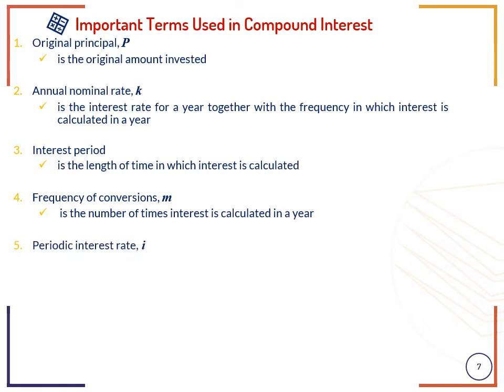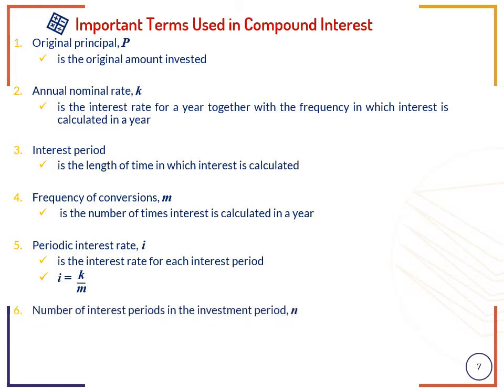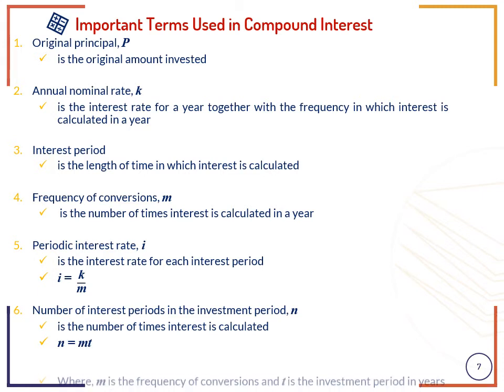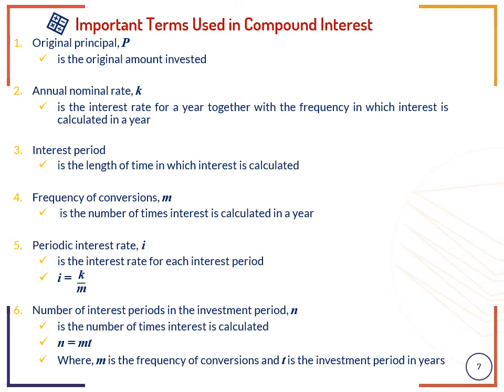5. Periodic interest rate, denoted as I, is the interest rate for each interest period. Periodic interest rate is derived as K over M. 6. Number of interest periods in the investment period, denoted as N, is the number of times interest is calculated. N is derived as MT, where M is the frequency of conversion and T is the investment period in years.